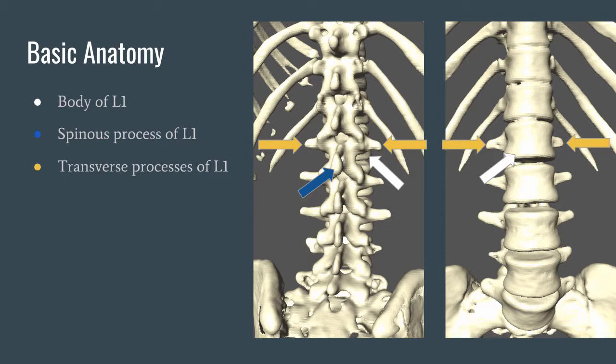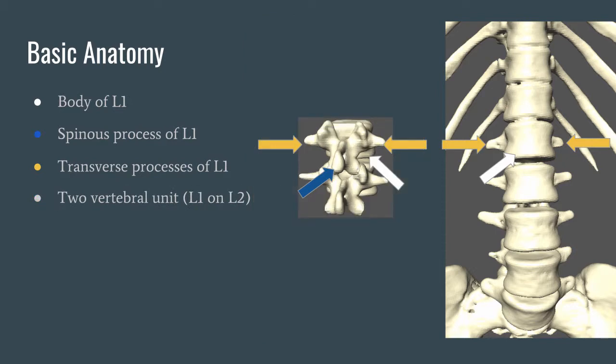Testing the motion of vertebral segments is done using a 2-vertebral unit, and as mentioned earlier, we're going to use L1 on L2, which is here. Before we get into motion testing, a lot of these definitions involve descriptions using planes of motion. It'll be helpful to review your basic anatomy for the transverse, coronal, and sagittal planes. Basic segmental motion testing of rotation.